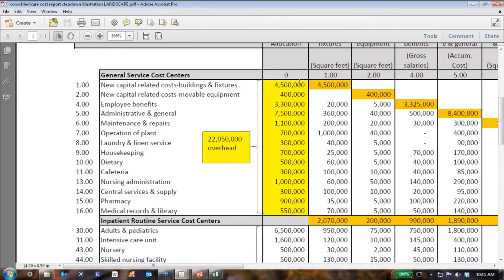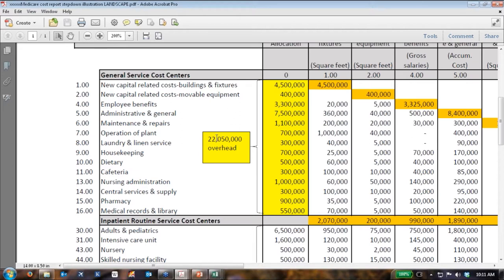It's new capital. It's the new bricks and mortar and machinery you put into effect. But the other things here from line 4 on down are really overhead items. Employee benefits is an overhead item. All of administration is overhead. Maintenance and repairs, plant operations, housekeeping, cafeteria, etc. Those are all overhead departments.